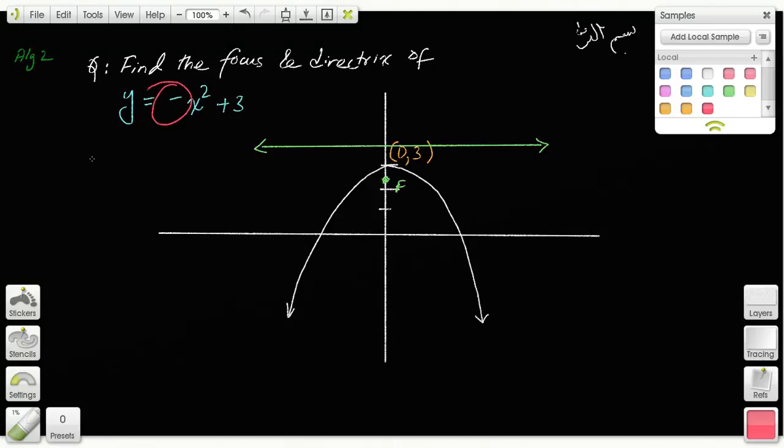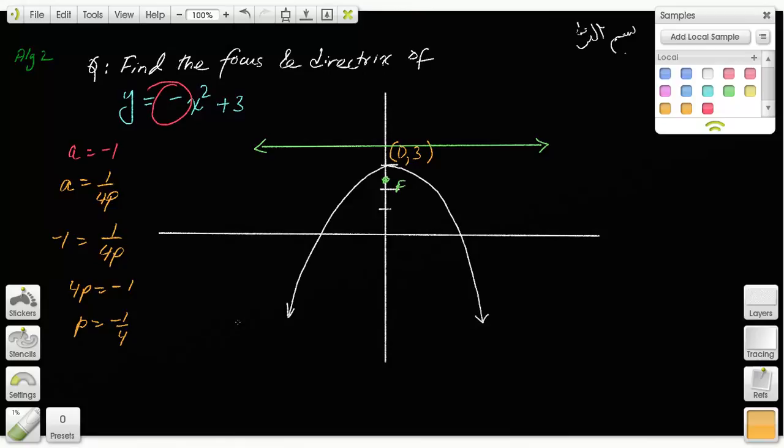So A here is -1. Okay, and then we know that A is 1/4p. P is the distance from the vertex to the focus. So -1 is equal to 1/4p. Okay, so you can cross multiply. 4p is equal to -1. Okay, and p is -1/4.